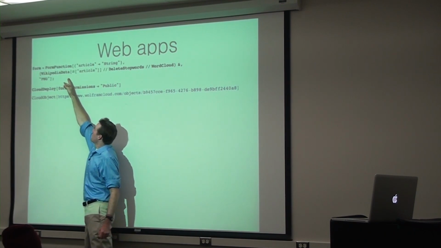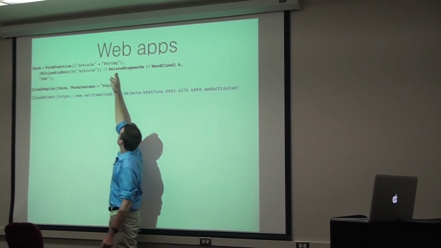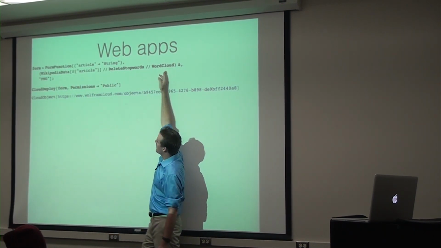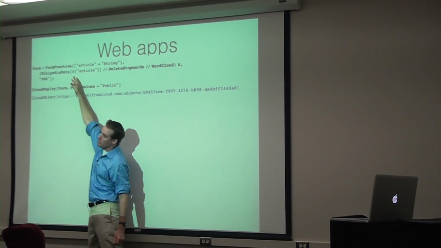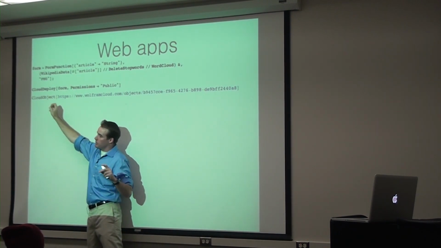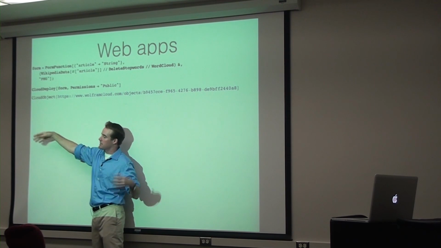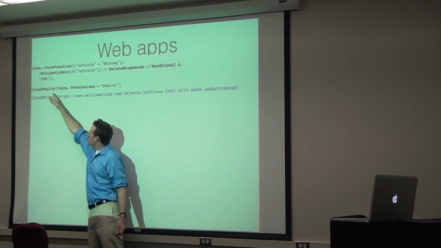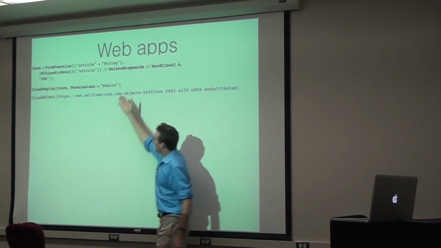You pretty much take this Wikipedia data, pass it to delete stop words, and run it through the word cloud, and you wrap all that in this thing called a form function, which you then cloud deploy. So obviously don't memorize this. I'm just trying to show you that it's not too long of code to do. You pretty much do this thing called cloud deploy of this function.